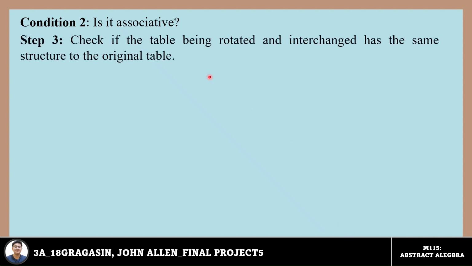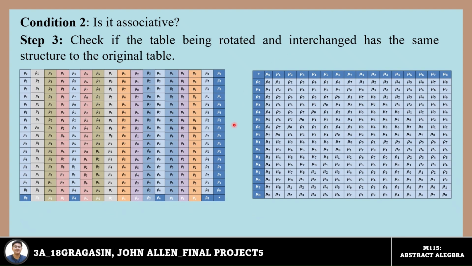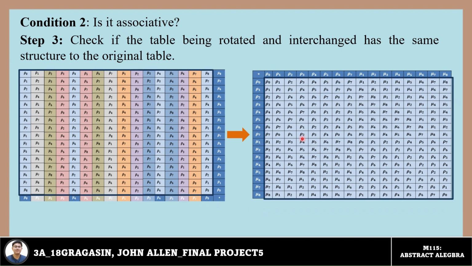And then now let's check if the table being rotated and interchanged has the same structure as the original table. So as you can see here, this is the rotated table and this is the original table. And as you can see here, their structure is just the same. Therefore, condition 2 is satisfied. It is associative.